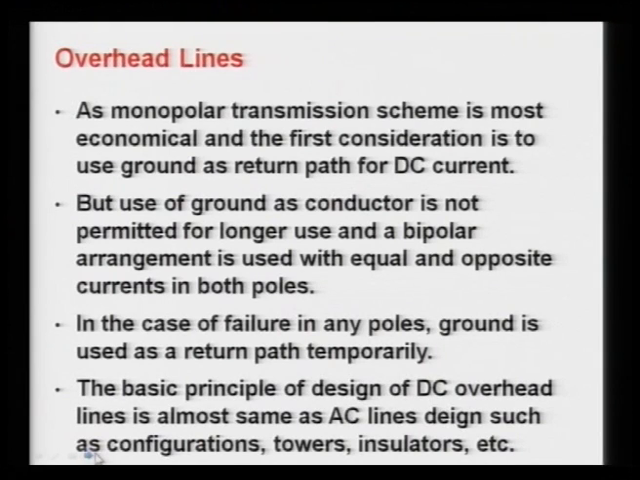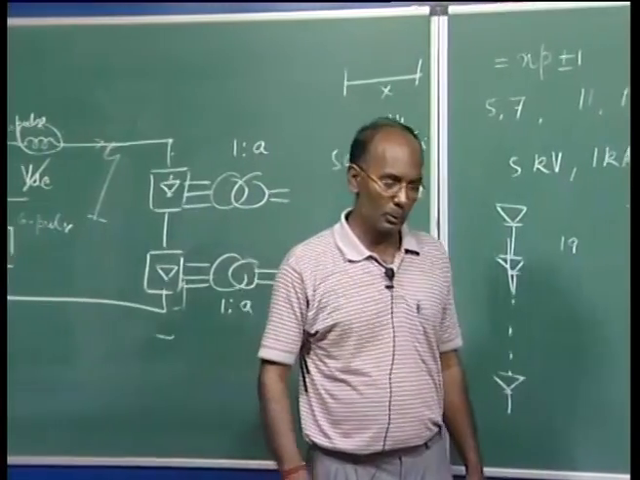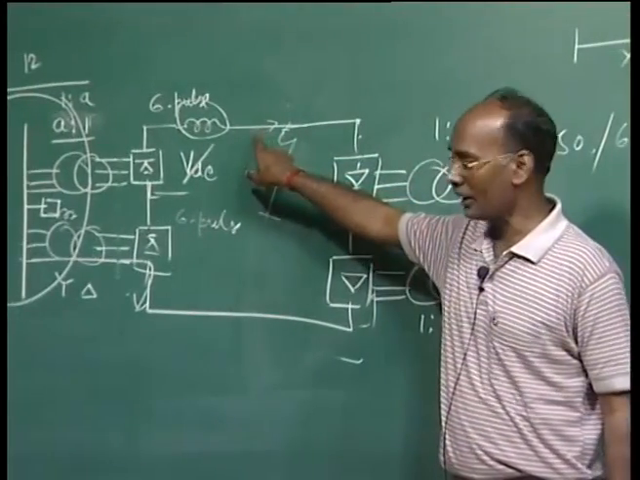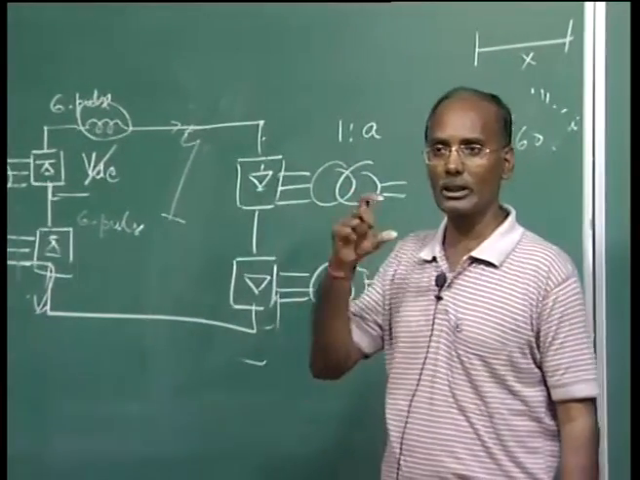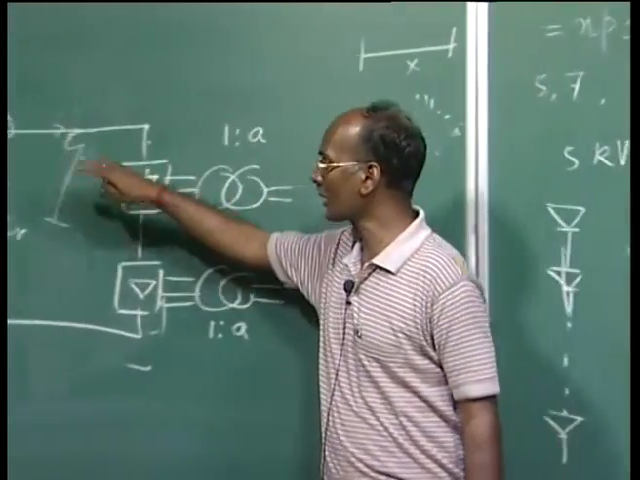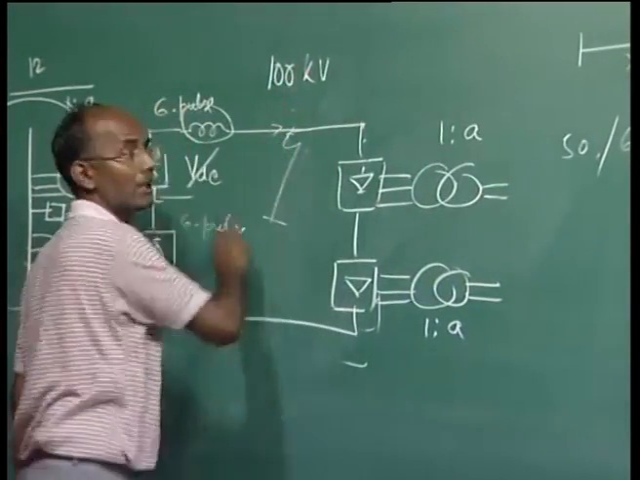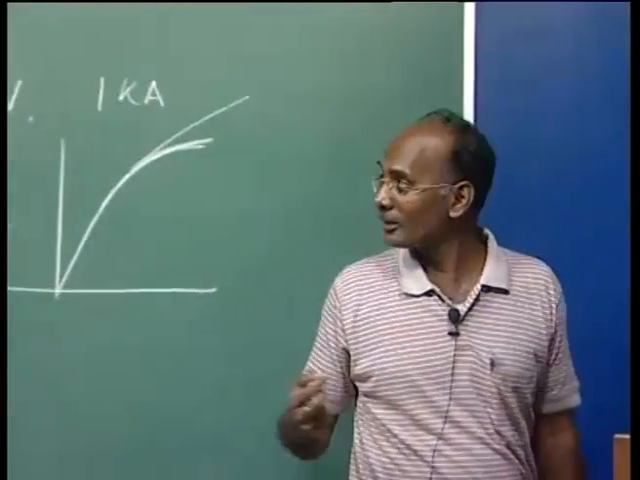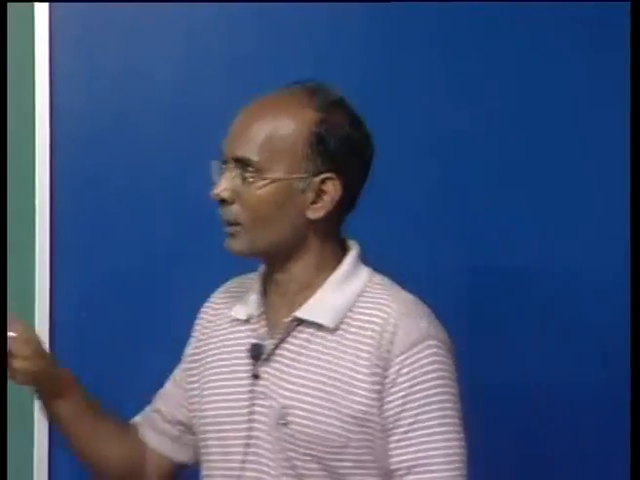Another component is the overhead line. Basically, the design difference in the line for AC and DC is not much. We use the conventional conductor itself, and these lines are designed and operated on the actual voltage. However, the transmission line for the AC system is designed for the peak voltages, because here DC is constant. Suppose you are talking about 100 kilovolt, this line will be designed for 100 kilovolt only. But if it is an AC system, then a 100 kilovolt AC system means it is 100 multiplied by root 2.